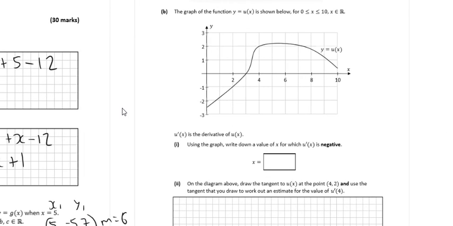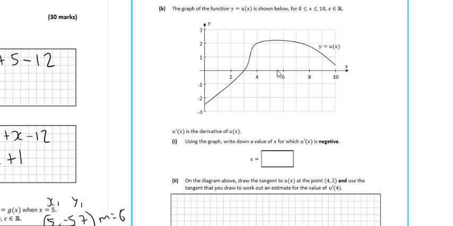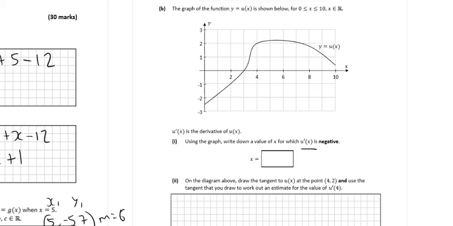Part B then. So this is the graph of the function y equals u of x between 0 and 10. So using the graph, write down a value of x for which u dash of x is negative. That just means the tangent of the curve. So wherever the tangent is on the curve, if you draw on tangents, it's where one of them is negative. So you just have to write down an x coordinate for where one of them is negative.